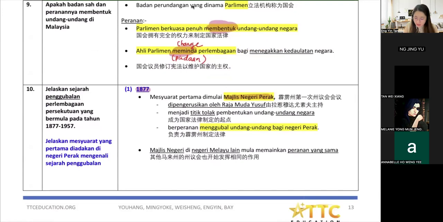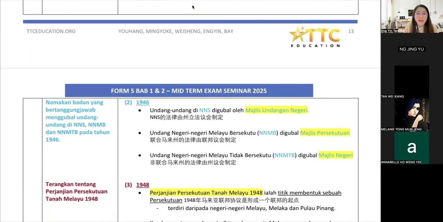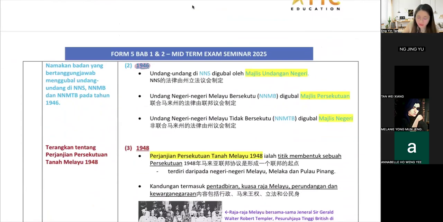Okay. So 1877 is the Majlis Negeri Perak. We have this meeting to create the law for Perak saja. That's why it's called Majlis Negeri Perak. And then 1946. What is 1946? After World War II already lah. So your British came back again. So, Undang-Undang Negeri di NNS, Undang-Undang di Negeri NNB, Undang-Undang di Negeri-Negeri Melayu Tidak Bersekutu. You can see who created the law: Majlis Undangan Negeri, Majlis Persekutuan, Majlis Negeri.